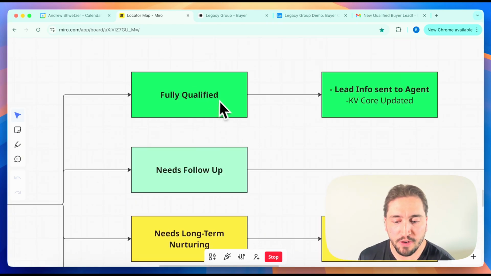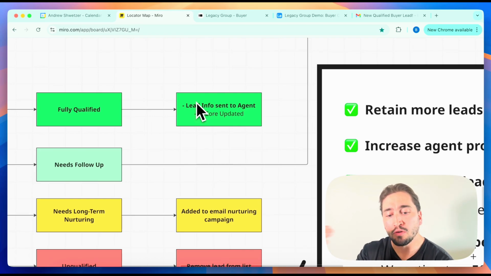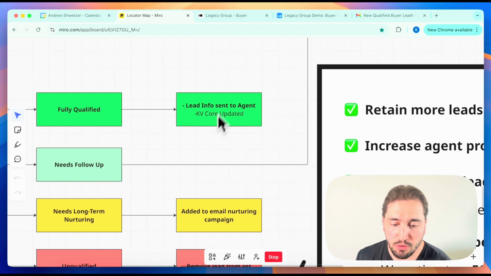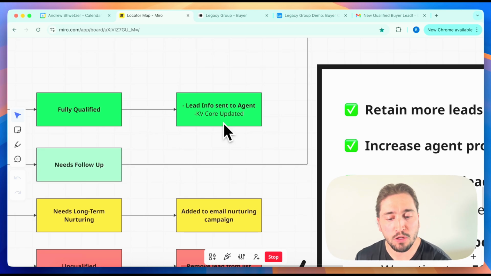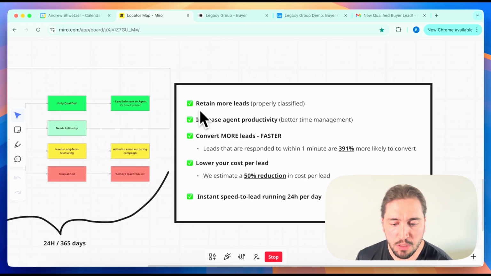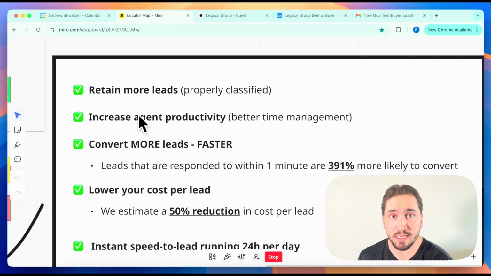Now for the fully qualified leads, this is where we actually send over all that info to the agent. So we say, hey, you have a fully qualified lead. Here's all the information. Reach out to them, or put together a property list for them, whatever the objective is. And then we also update the agent's actual CRM. So whether it's KvCORE or Lofty or Follow Up Boss, we add all that lead information into your CRM as well.